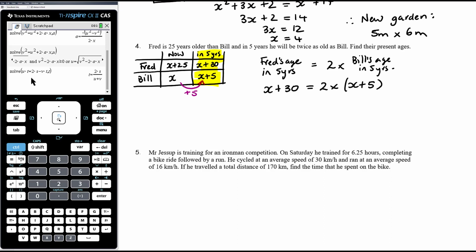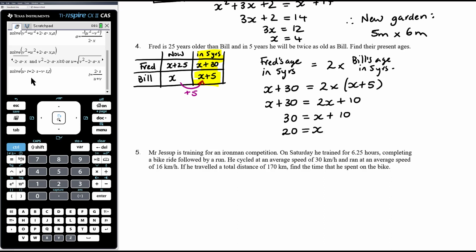Again, the construction of the equation is the hard bit, the solving is the simple bit. Let's expand out the right-hand side. 2 lots of X plus 5 is 2X plus 10. Subtracting X from both sides, so 30 equals X plus 10. Subtracting 10 from both sides, 20 equals X.